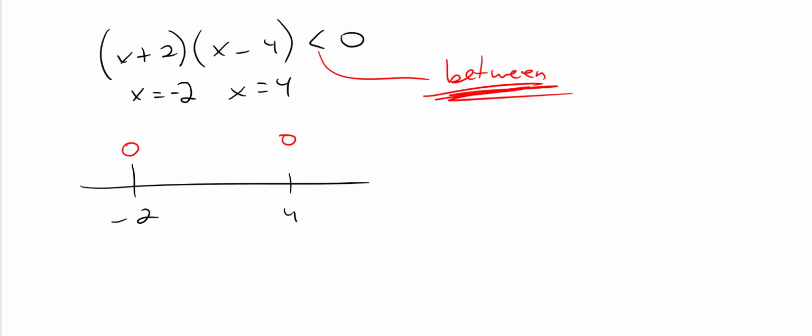Okay, you got to know that. If it's a less than, it's between. If it's a greater than, it's an or problem. Between means barbell. BB, barbell between. Okay, and then on the answer blank, you are going to write x is between -2 and 4.